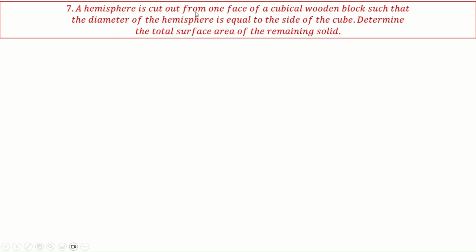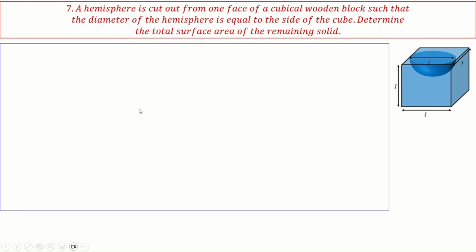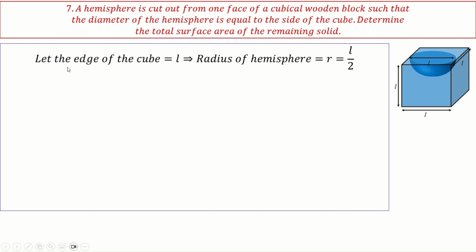A hemisphere is cut out from one face of a cubical wooden block such that the diameter of the hemisphere is equal to the side of the cube. Determine the total surface area of the remaining solid. It's like this. The hemisphere is cut out of one face of the cube. Let the edge of the cube be L. Radius of the hemisphere is equal to L by 2.